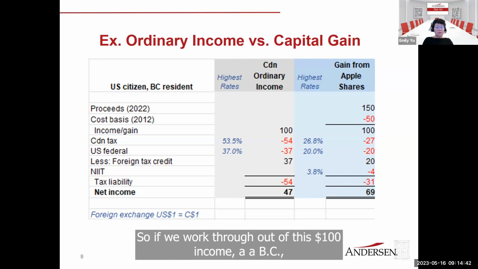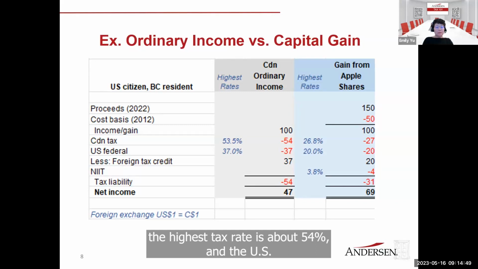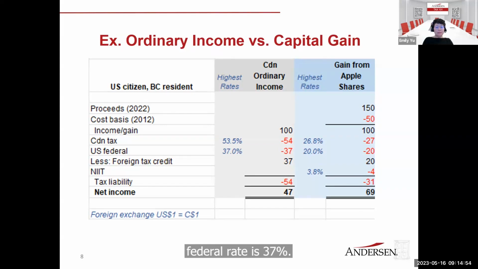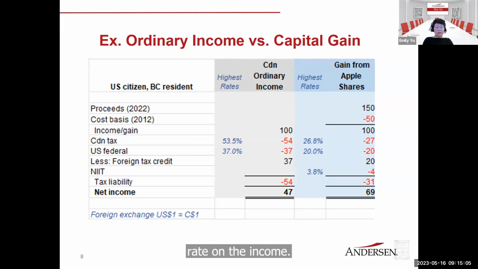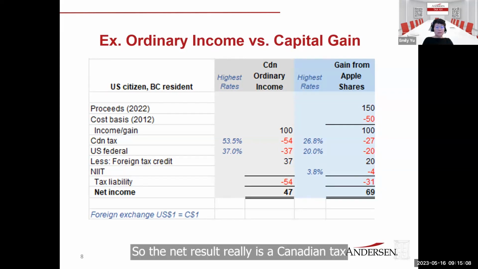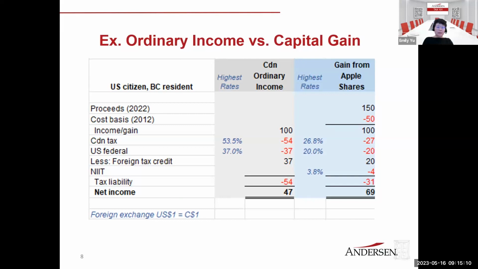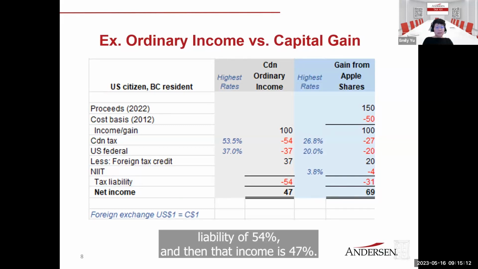So if we work through this $100 of income, BC's highest tax rate is about 54%, and the US federal rate is 37%. But the US will grant foreign tax credit, which is limited to the US rate on this income. So the net result really is a Canadian tax liability of 54%, and the net income is 47%.